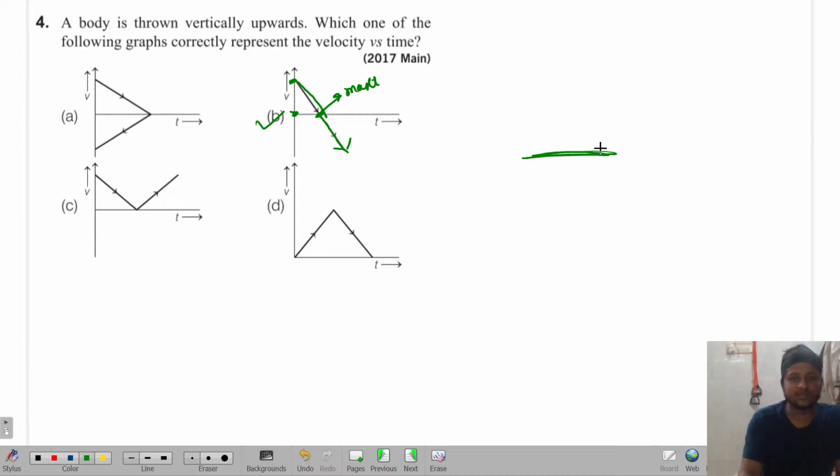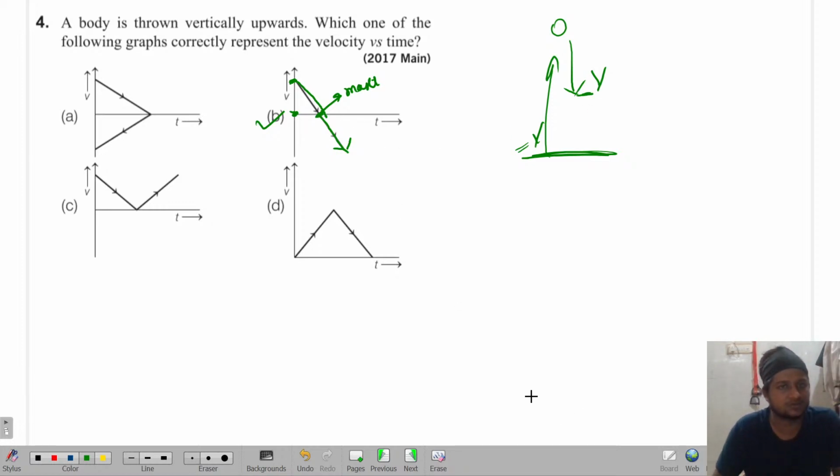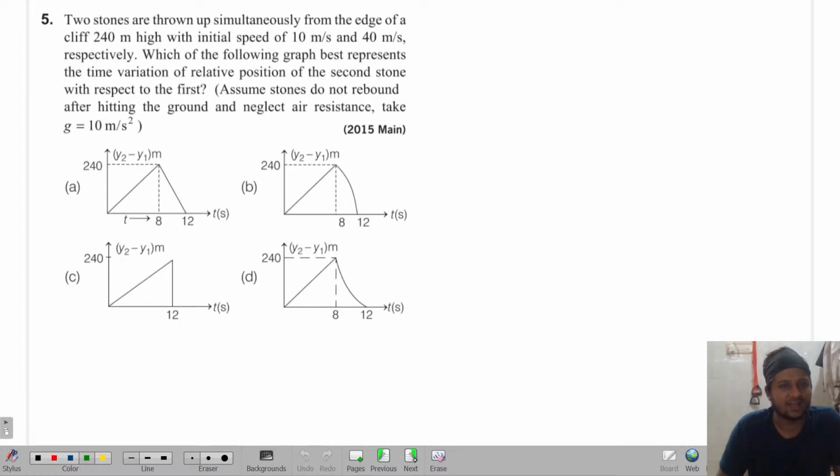Try to see. This is my ground level. A ball is thrown upward. This is my initial velocity. It becomes 0 over here. In the downward part, the velocity again starts to increase, but this is a negative velocity. So it is increasing over here. So option B is correct for question number 4. I'm not going to take much more time. Move to question number 5.